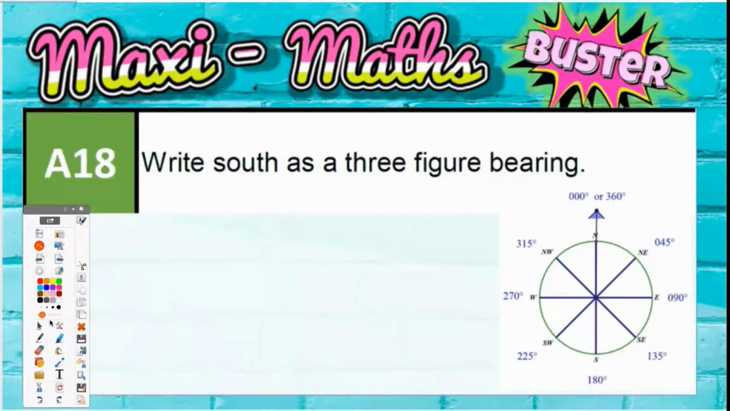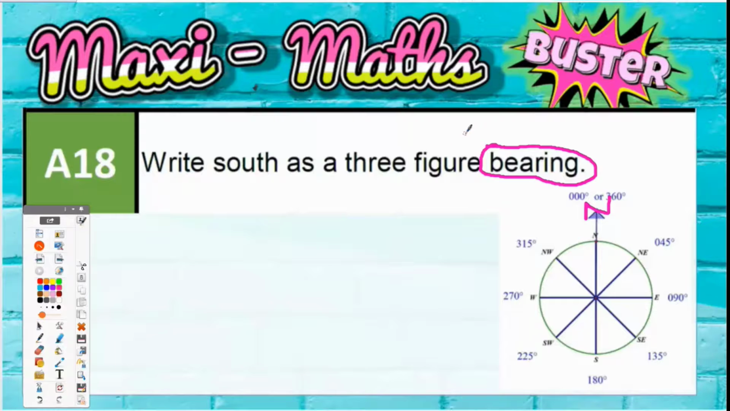Question 18, right south as a three-figure bearing. Now remember, a bearing is basically an angle which is measured clockwise around from north. And north is obviously on the 8-pointed compass here, N pointing upwards, and that's classed as the starting point. So that's classed as 0 degrees.